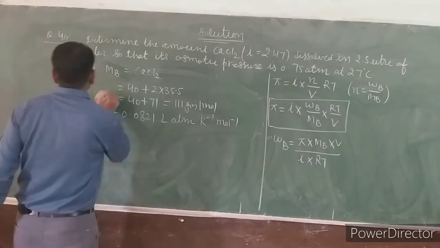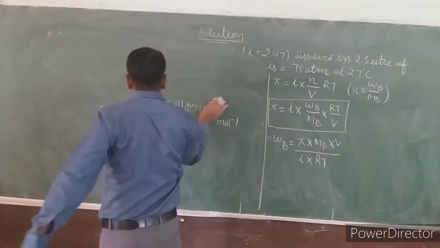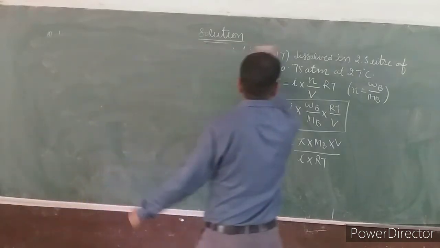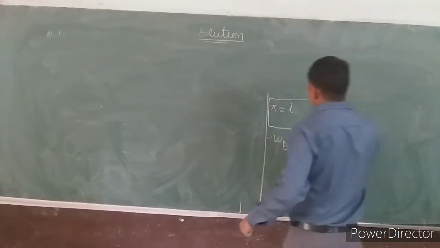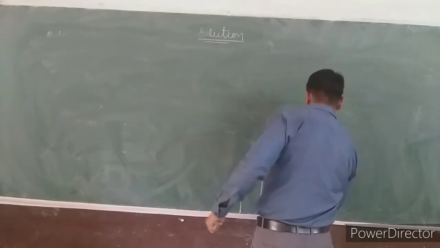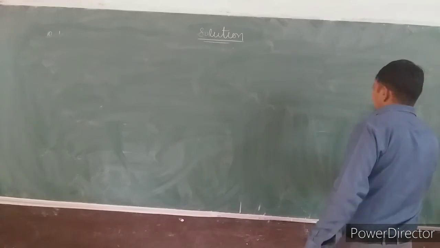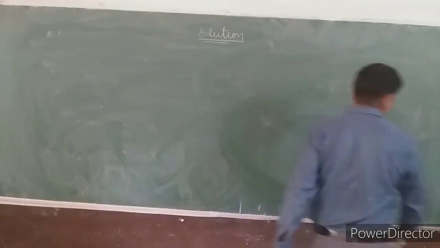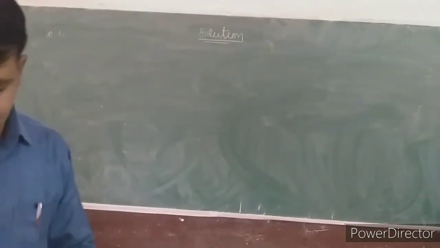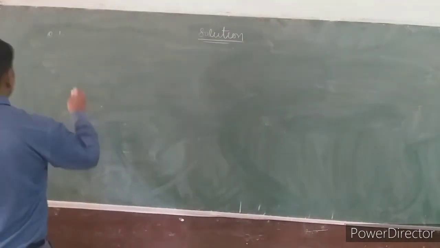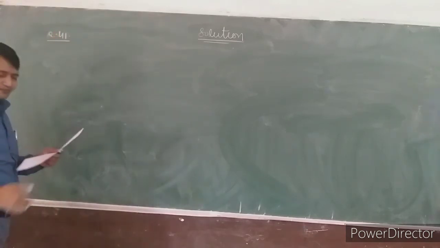I hope you will understand. Now, the last problem mentioned in your NCERT book related to osmotic pressure, Vant Hoff factor and extent of association or dissociation. And that problem is problem number 41, NCERT exercise question 41.